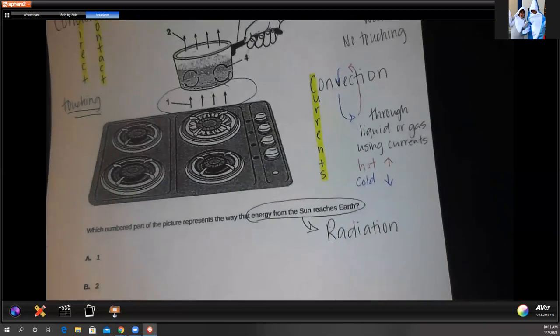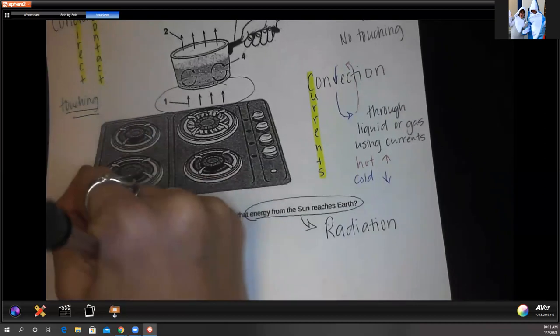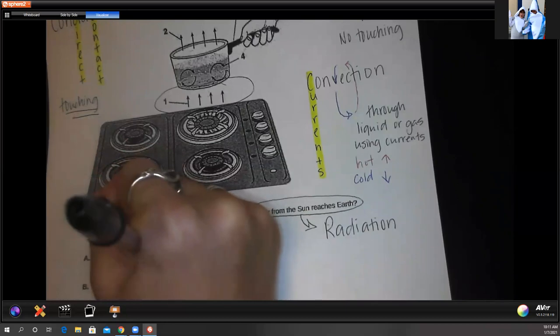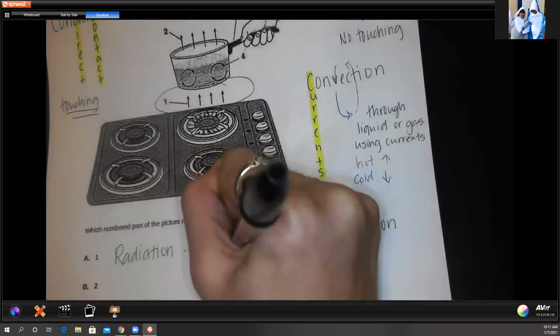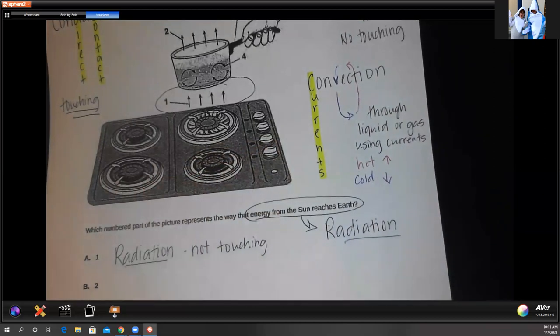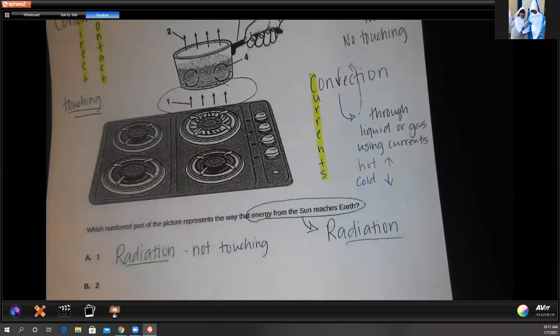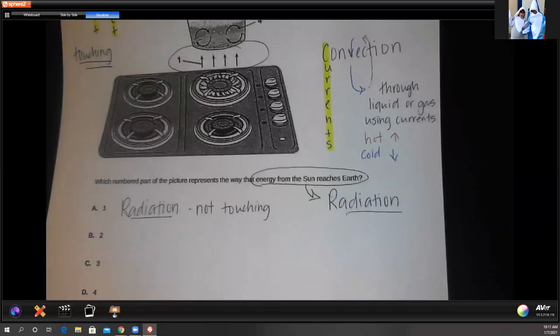So what would A be an example of? Emerson? Radiation, because I'm not touching. So we matched, right? Radiation, radiation, but we're not done yet. We want to make sure that we have the right answer, so we're going to go ahead and check the other three.